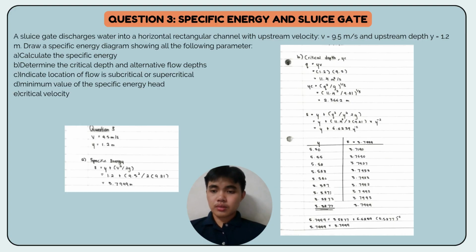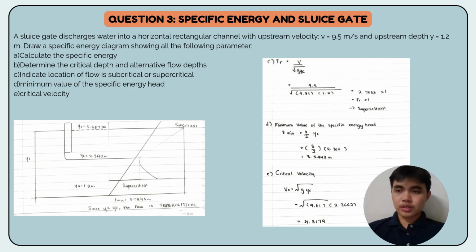Next, we must find Fr equal to V over square root of g Yc, equal to 9.5 over square root of 9.81 times 1.2, and we get 2.7688, which is more than 1. So Fr is more than 1, which means it is supercritical.